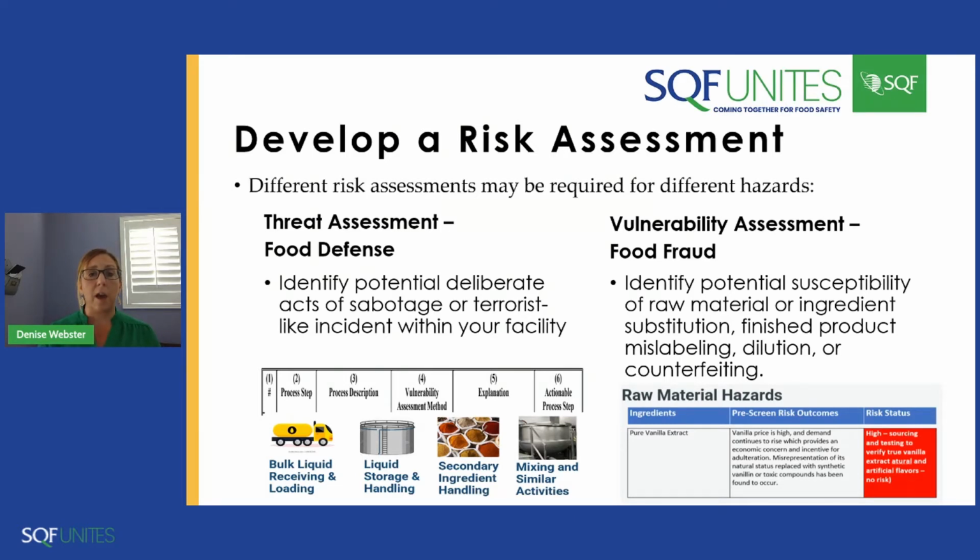Conversely, we also have our food fraud plan that we need to develop. We have to identify potential susceptibility of raw material or ingredient to substitution, mislabeling, dilution, or counterfeiting. How this differs is it's really due to economically motivated reasons. And we need to come up with a mitigation plan in place specifically for food fraud. This requires us to look at things a little differently when it's outlined in the risk assessment.